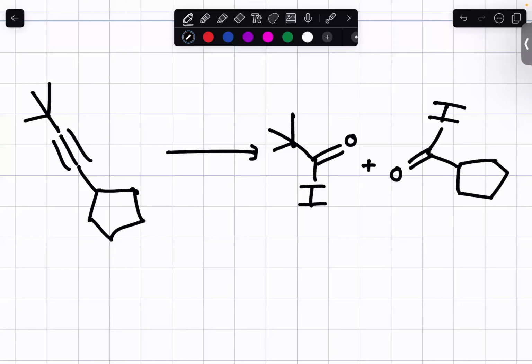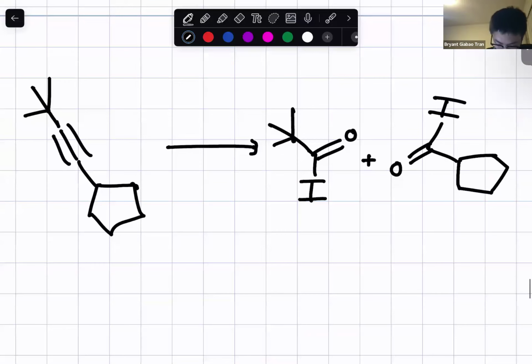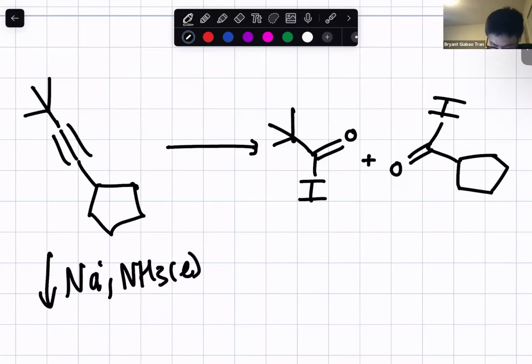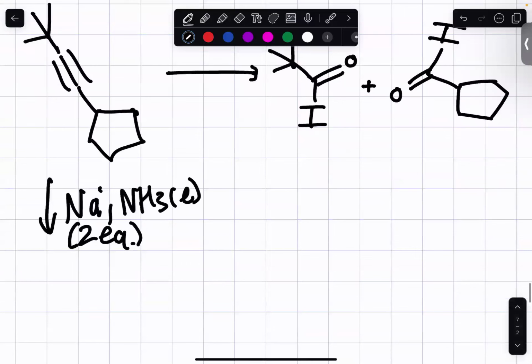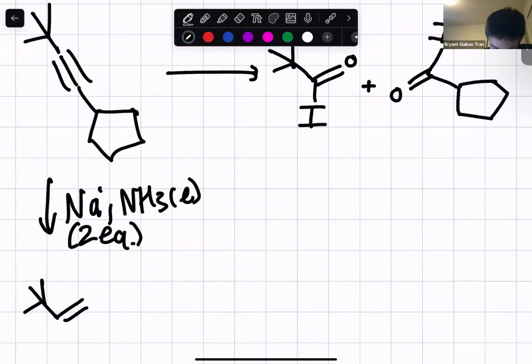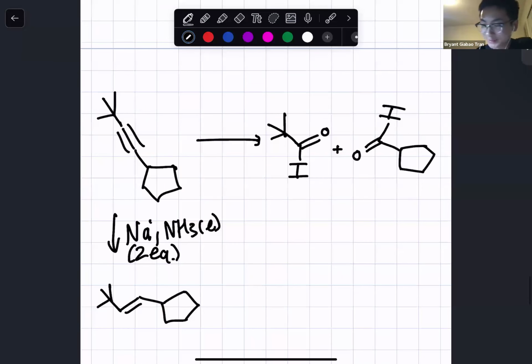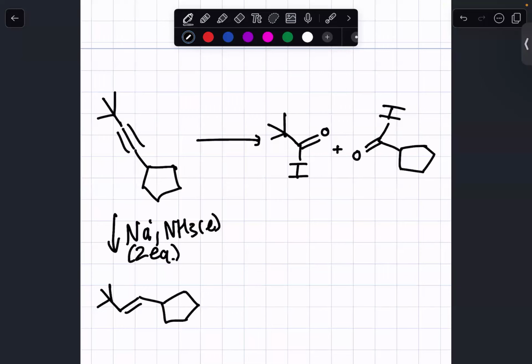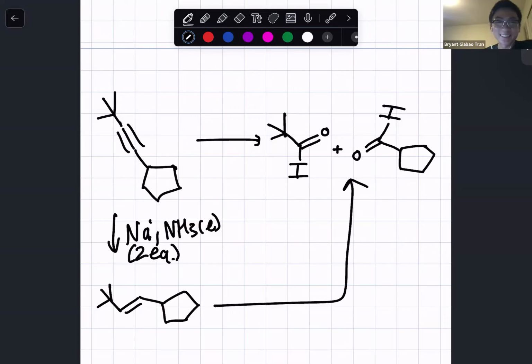So I did Na, NH3, and we need at least two equivalents, so we could put two equivalents or excess. That would create a trans alkene, right? And then there's one more reaction left. Oh, one reaction? Yeah, one reaction. I wrote two. What was your two? It might work, but it might be wrong.